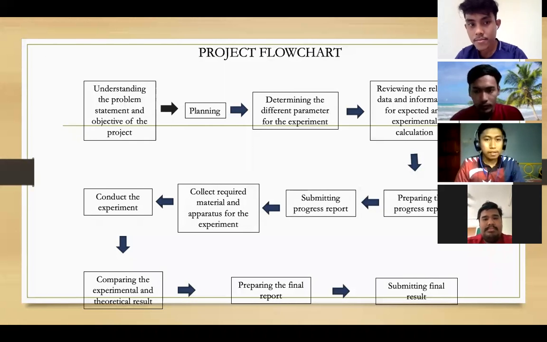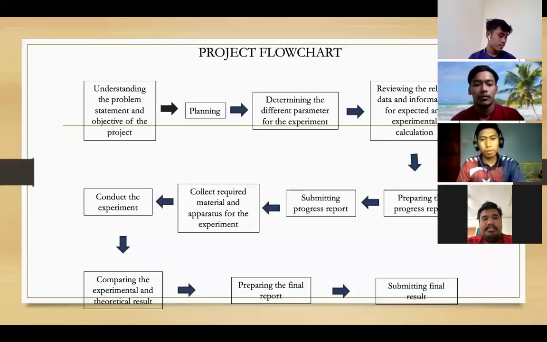First, understanding the problem statement and objective of the project. Next, planning. Next, determining the different parameters for the experiment. Reviewing the related data and information for expected and experimental calculation. Preparing the progress report. Submitting the progress report. Collect required material and apparatus for the experiment. Conduct the experiment. Comparing the experimental and theoretical result. Preparing the final report, and finally submitting the final result.